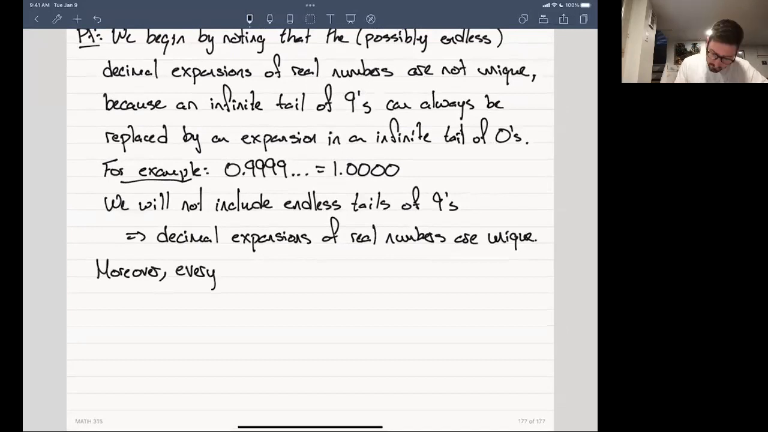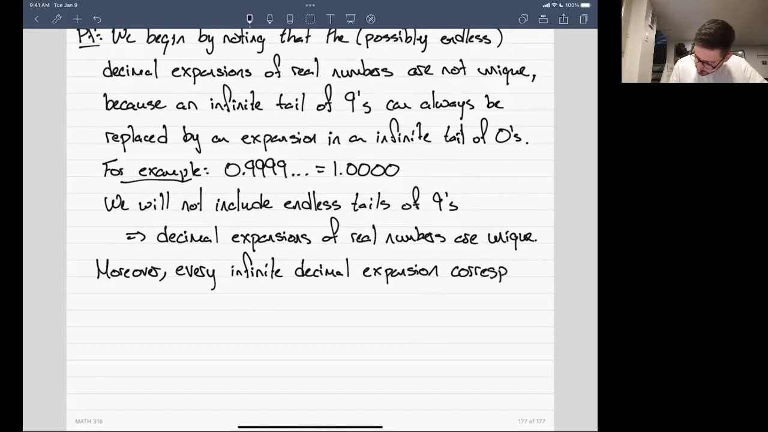Now, moreover, if you allow for this, every infinite decimal expansion corresponds to a real number. So you can do whatever you want, right? 1.235876217, whatever, all the way out, that is a real number. As long as it didn't end with all nines, you're good. That's a unique representation that gives us how to represent real numbers.